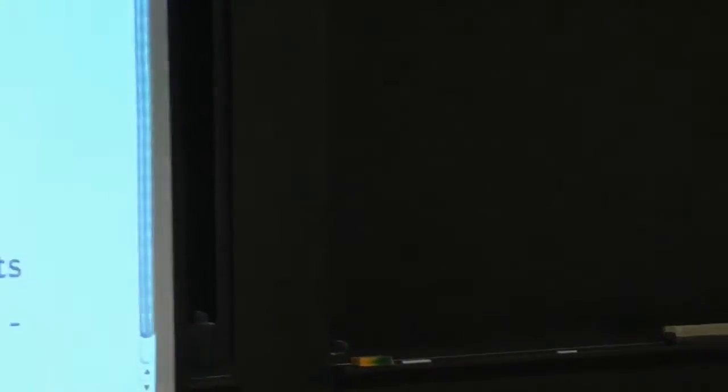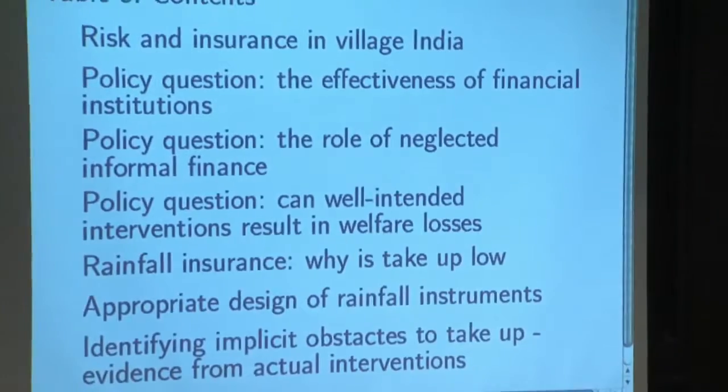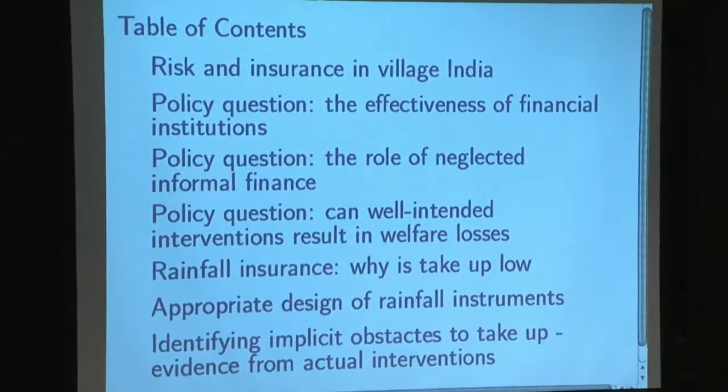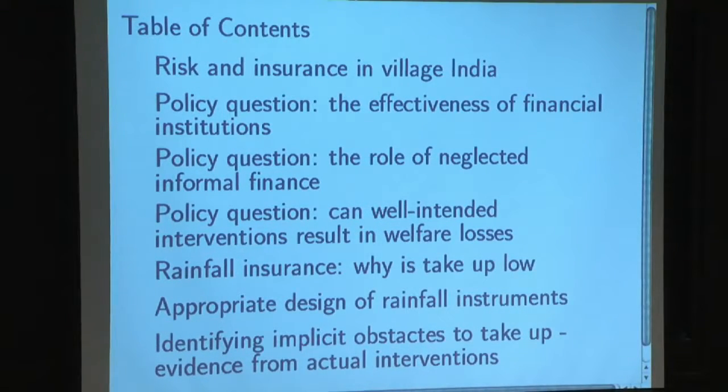Okay, so here's the outline. We'll look at risk and insurance in Village India, move to a benchmark way of measuring the effectiveness of financial institutions. On the formal side, we'll then couple that with work on the informal side and networks and so on. Then we'll get to this, can well-intended interventions actually result in welfare losses? And then issues of why insurance take-up in many circumstances is actually quite low.